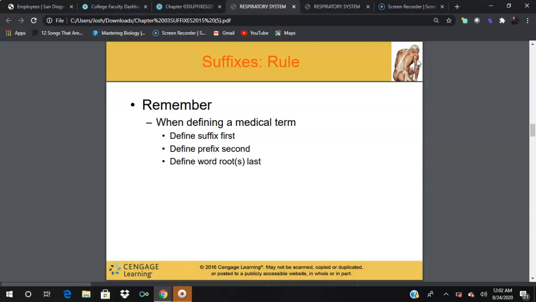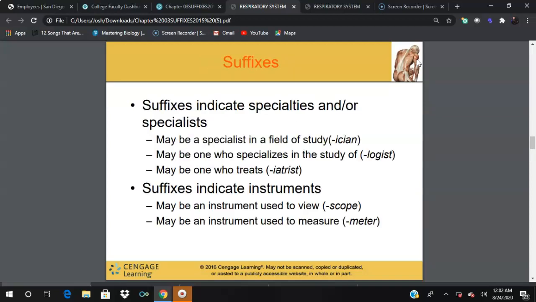And there are some terms that are like that. So we talked about suffixes being adjectives, and they can also make the word a noun. Suffixes can also indicate specialties and or specialists. And so there's a couple listed here.